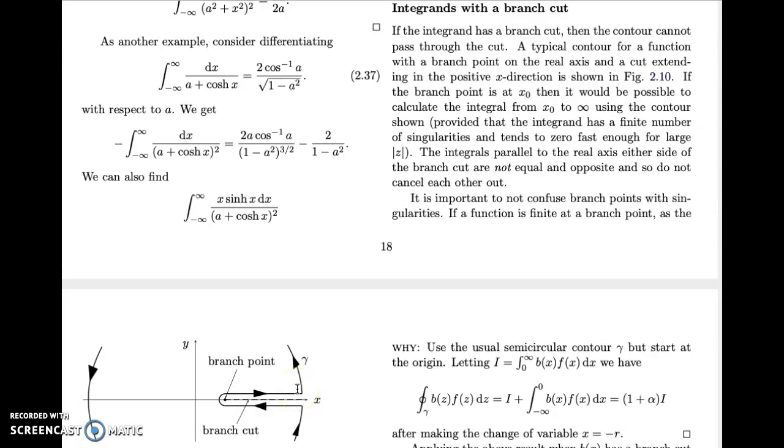Now, very often what happens is this integral along here is the integral you want to find, and this integral along here is a multiple of the integral you want to find, and a multiple which is not -1 times the integral you want to find. Otherwise the two would cancel out and it wouldn't be a branch cut.